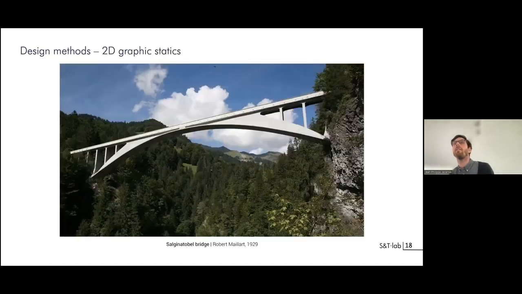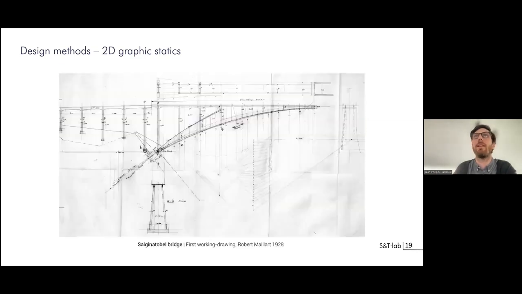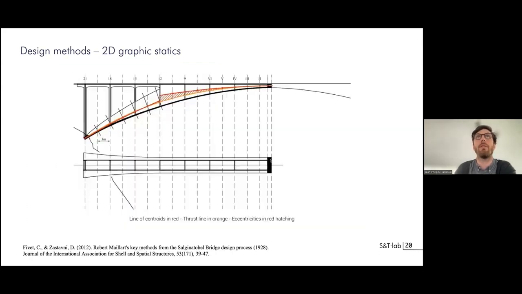And so if we have a look at the design methods, I just quickly do a small link to something that was already well explained in the lecture last week by Denis Zastavny. So the Salginatobel bridge, which is really a benchmark of structural efficiency, was achieved using 2D graphic statics. So you've seen this working drawing in which on the left, you have the form diagram, and on the right, you have the force diagram. And so you can really directly and visually understand the relation between a form and forces.